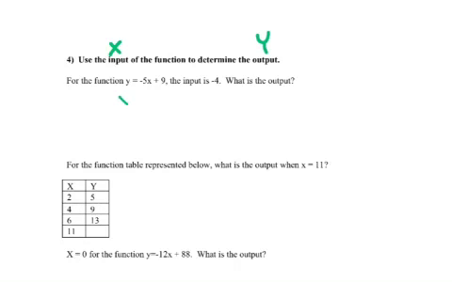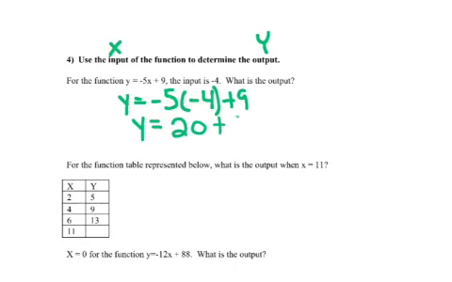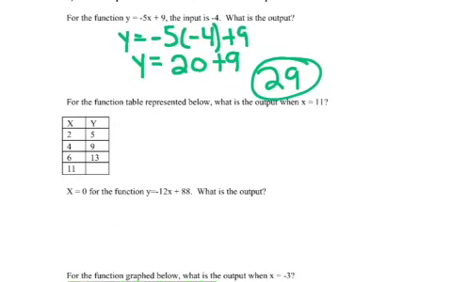So y equals -5 instead of x, because that's my input. I'm plugging in -4 plus 9. So y equals 20 plus 9, which is 29. 29 is my output. For the function table represented below, what is the output when x is equal to 11?